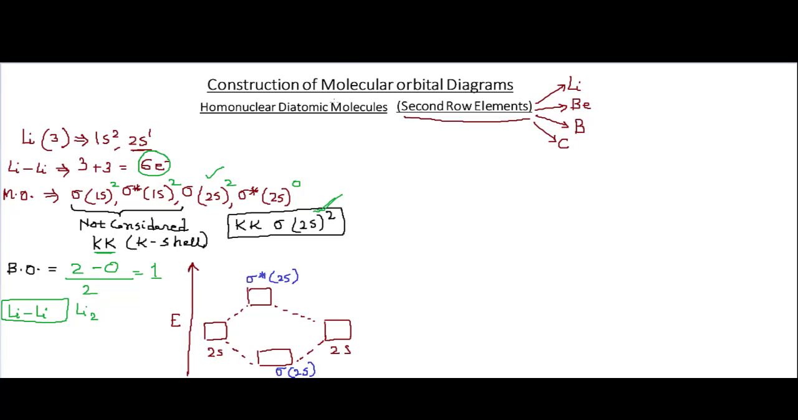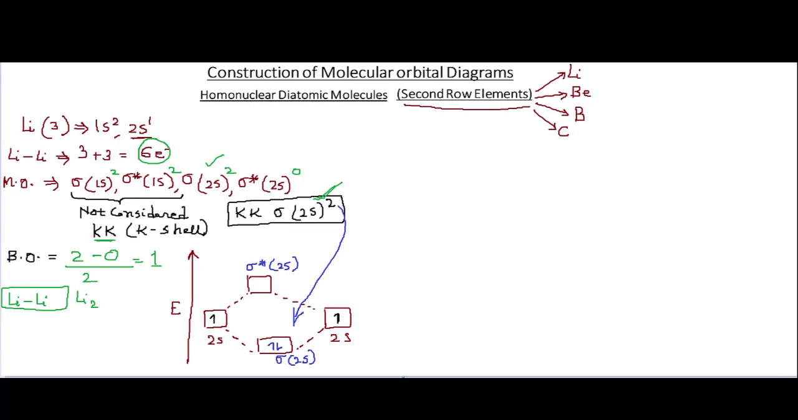So the 2s atomic orbital contains 1 electron each. So 1 electron for each lithium atom, total 2 electrons. We have to accommodate these 2 electrons in the molecular orbital. So sigma 2s contains both the electrons. From here you can see the same configuration we are drawing, sigma 2s2. So we have filled the 2 electrons like this. Okay, so this is about lithium. I hope it's quite easy for you.